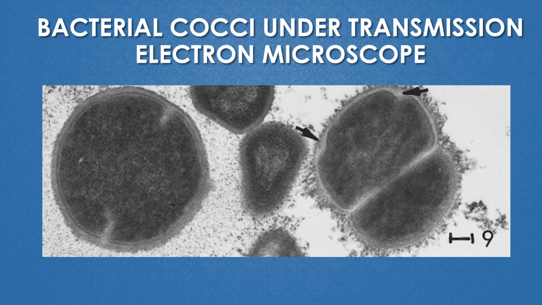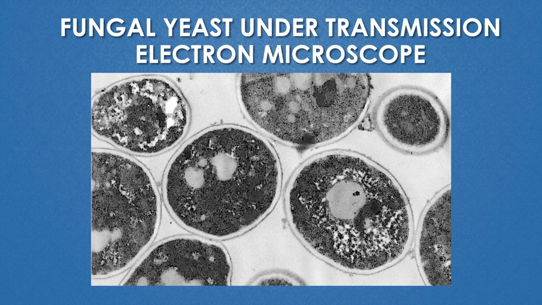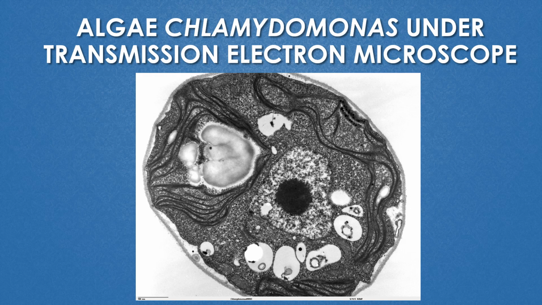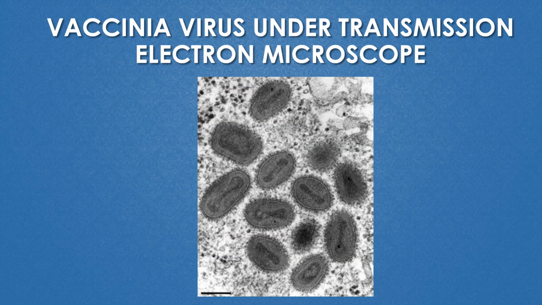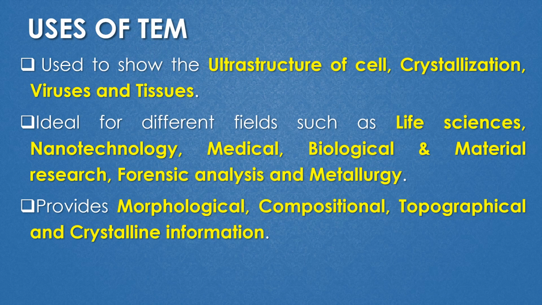This image shows bacterial cocci under the transmission electron microscope. This figure shows bacterial rods. This shows fungal yeast. This shows the alga Chlamydomonas. This shows the vaccinia virus. And this shows bacteriophages. The TEM is used to show the ultrastructure of the cell, crystallization, viruses and tissues. Mostly viruses are observed using the transmission electron microscope.